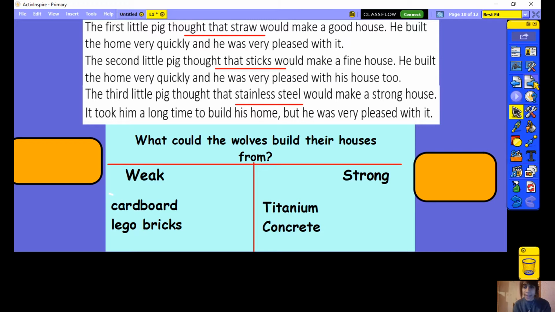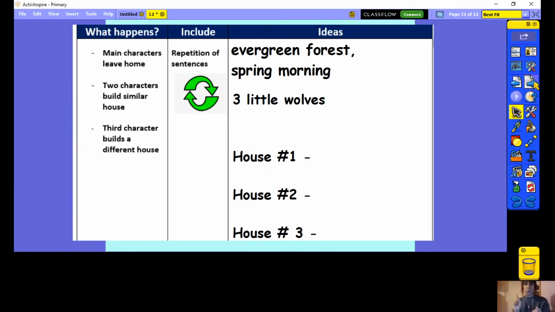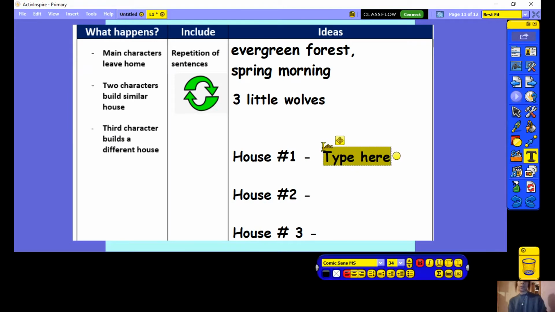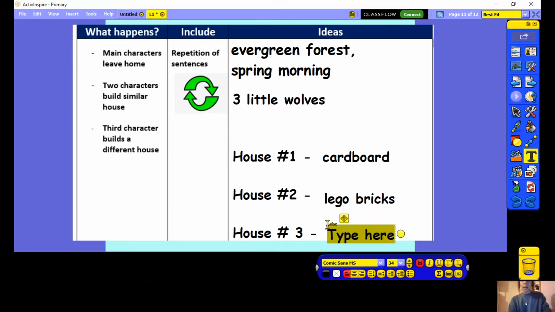So in my box up now, I know where I've set my story, when the three little wolves want to leave home, and now I'm going to write what their houses were made out of. So house number 1, I think I'm going to go for cardboard. House number 2, I think I'm going to go for the Lego bricks. And house number 3, I'm going to go for concrete, I think.